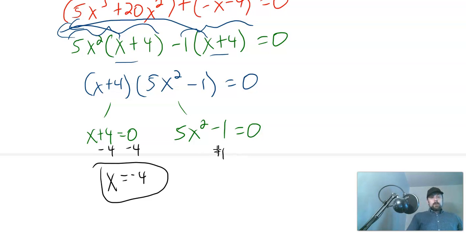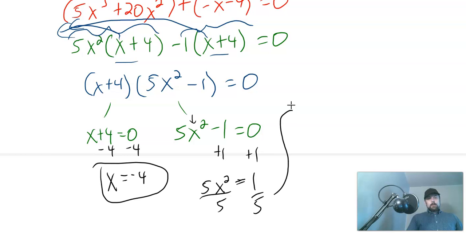And so this one we're lucky enough to be able to solve by just getting x by itself. We'll add 1 to both sides. So we get 5x squared is equal to 1. Then we divide by 5, and I'll just continue up here. We get x squared is equal to 1/5. And then to cancel out that power of 2, we take the square root of both sides.